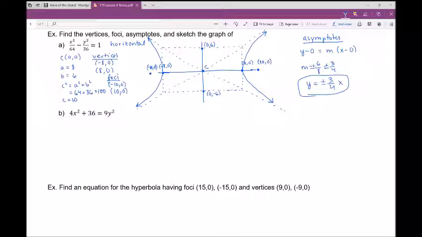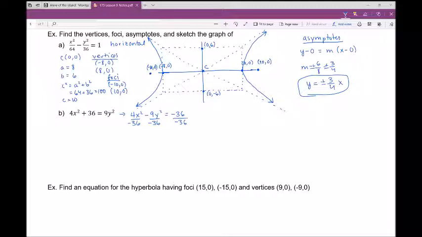So that means we need x squared and y squared on the same side of the equation, and we need the constant term on the other side. So if we subtract 9y squared to the left and subtract 36 to the right, we get 4x squared minus 9y squared is equal to negative 36. And the last thing we need to do to get this into standard form is divide every single term by negative 36, so that we get a 1 on the right side.